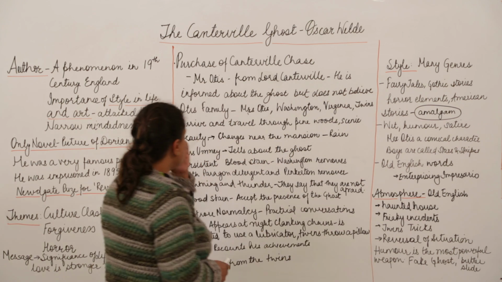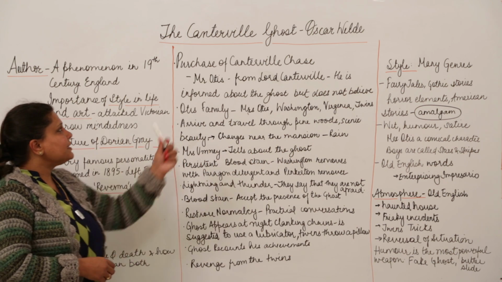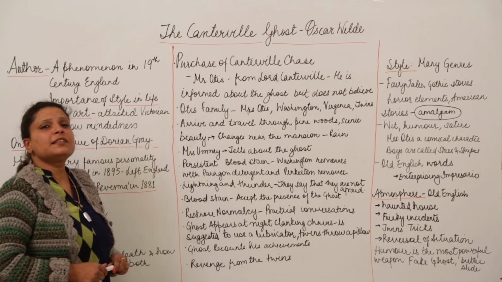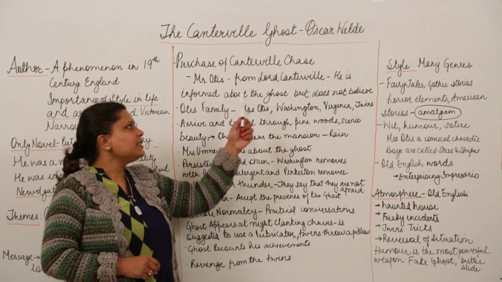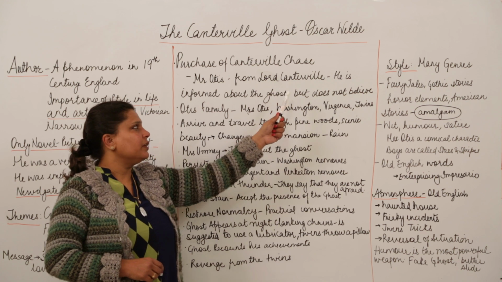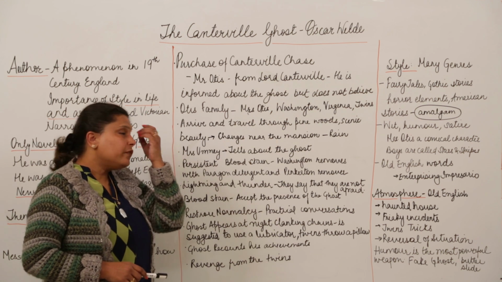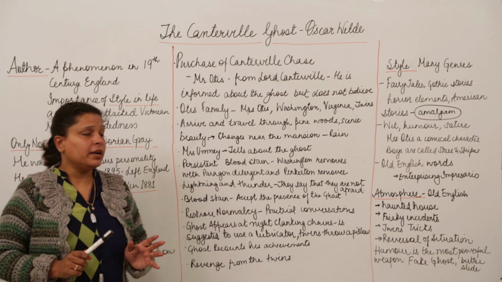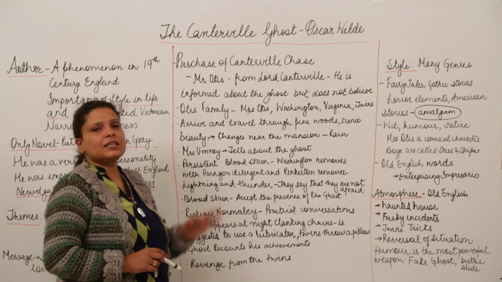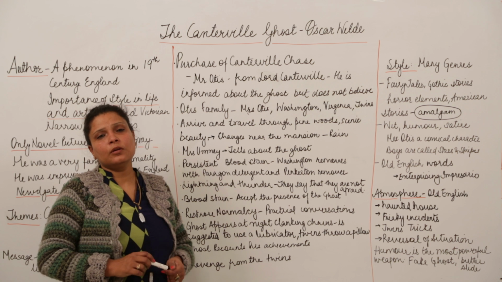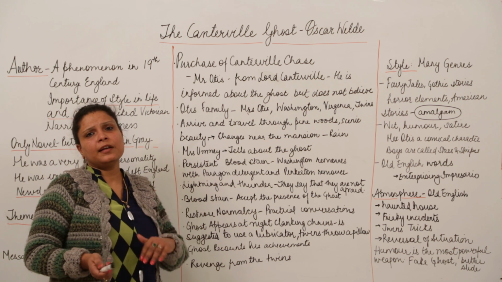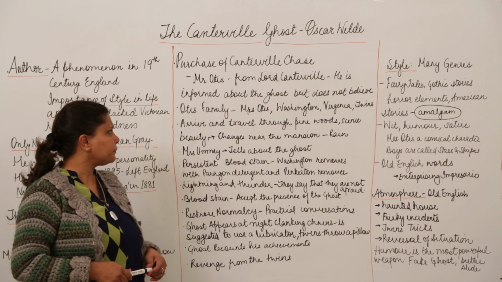So let's talk about the summary of the story. It starts with the purchase of Canterville Chase by Mr. Otis. Mr. Otis is an American minister. He purchases it from Lord Canterville. Lord Canterville dutifully informs him about the ghost, that there is a ghost in the house, it is haunted, but Otis does not believe it. He says, had there been a ghost in Europe, America would have already imported it and transplanted it in Hollywood.